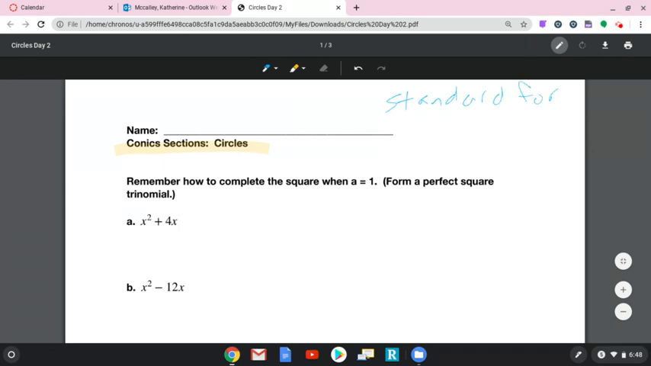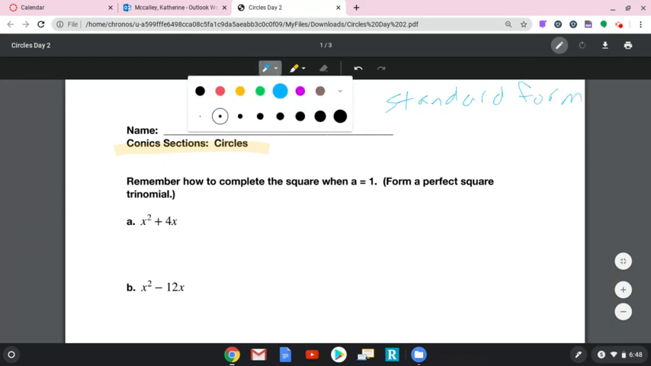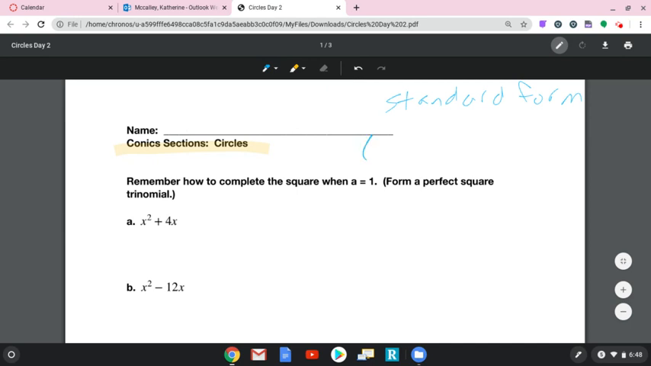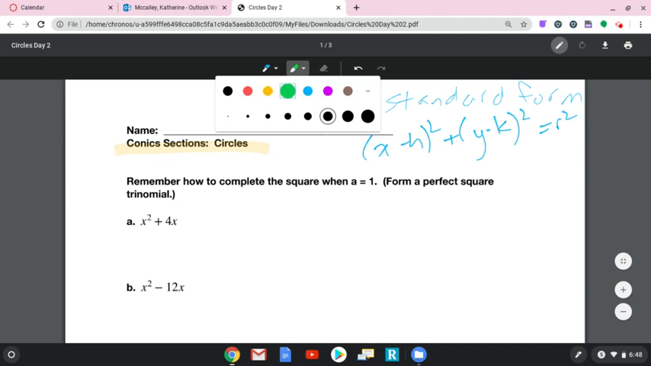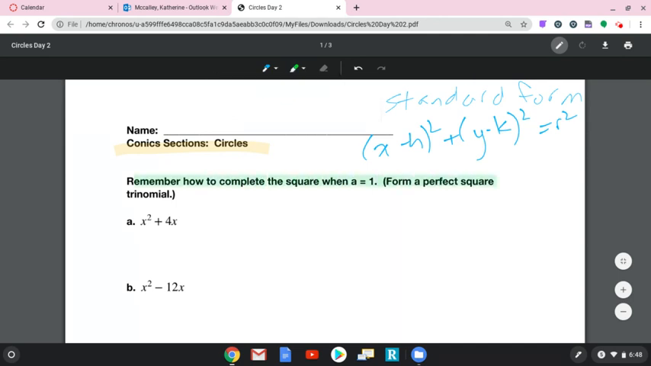I'm going to make it a little thicker because I think it's easy to write. (x minus h) squared plus (y minus k) squared equals r squared. That is standard form for a circle. Now, in order to change our circle equations to standard form, if we're given a circle equation, we're going to have to remember how to complete the square. So that's what we're going to first start talking about, how to complete the square.